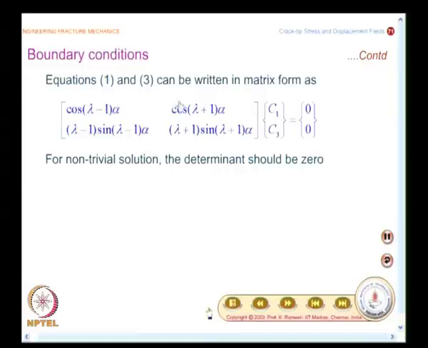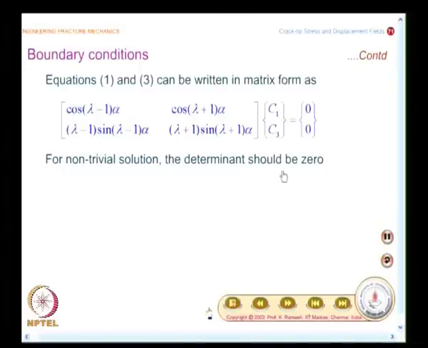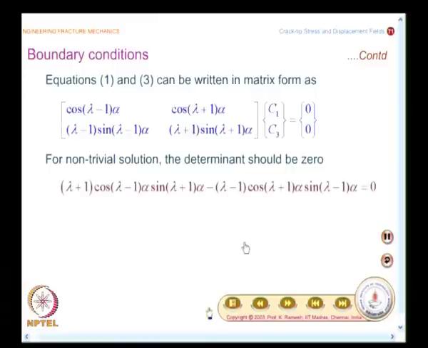After algebraic simplification, it can be written in this fashion; it will not directly come from this. So, I have this as a matrix: cos lambda minus 1 alpha, cos lambda plus 1 alpha, lambda minus 1 multiplied by sin lambda minus 1 alpha, lambda plus 1 sin lambda plus 1 alpha, times C 1 C 3, and the right hand side is 0. For a system of homogeneous equations to have a non-trivial solution, the determinant should be 0. That determines the value of lambda. And when you write the determinant, it turns out to be like this.